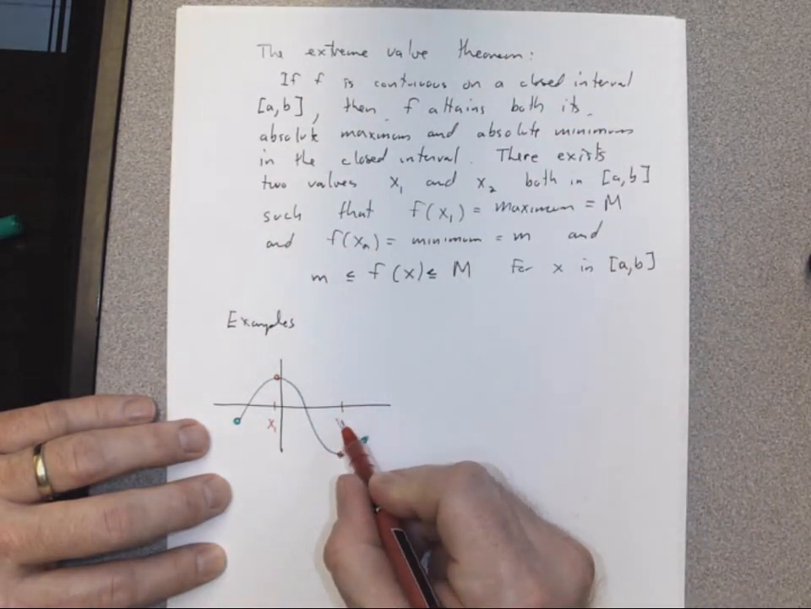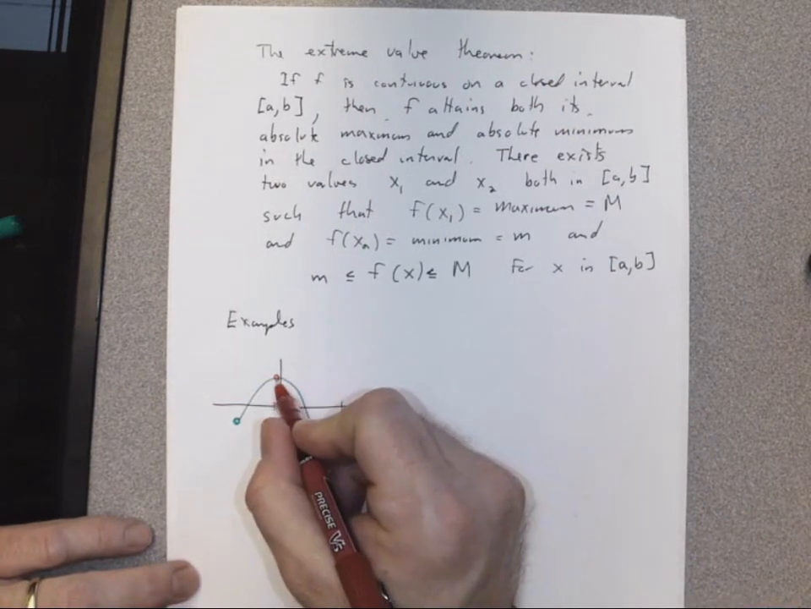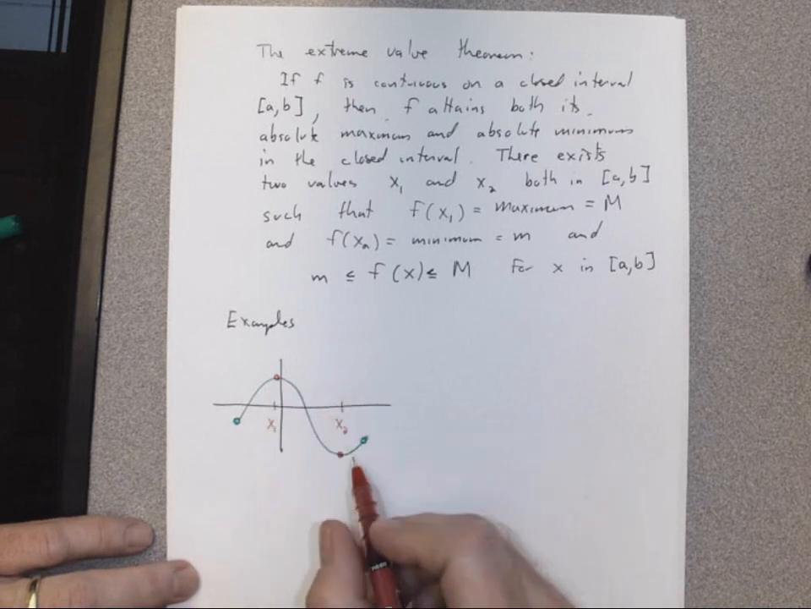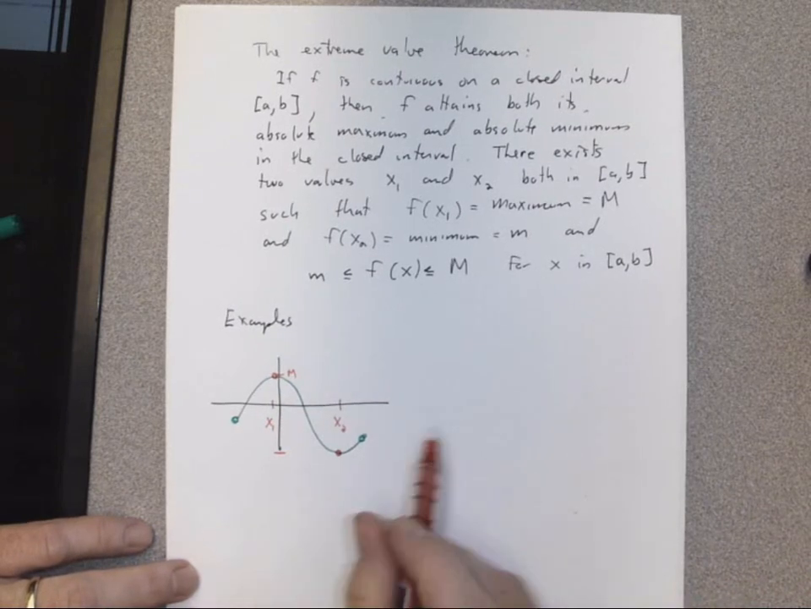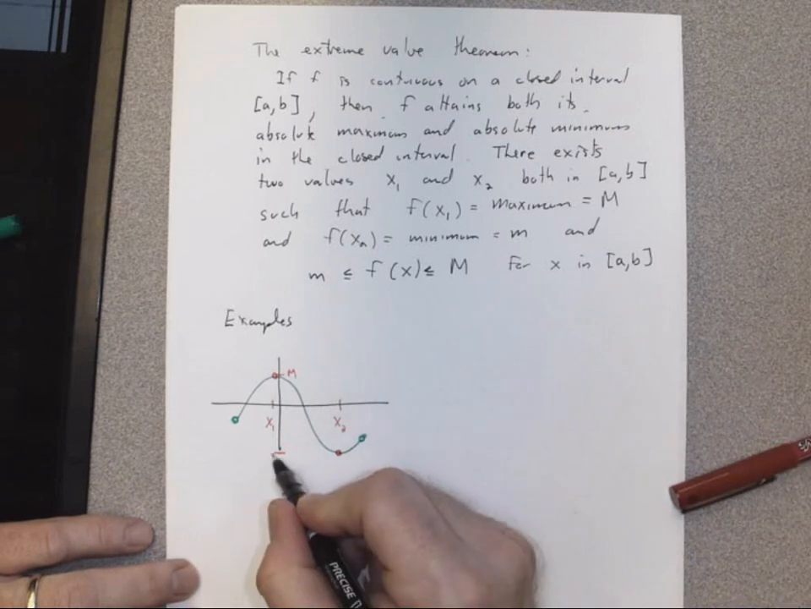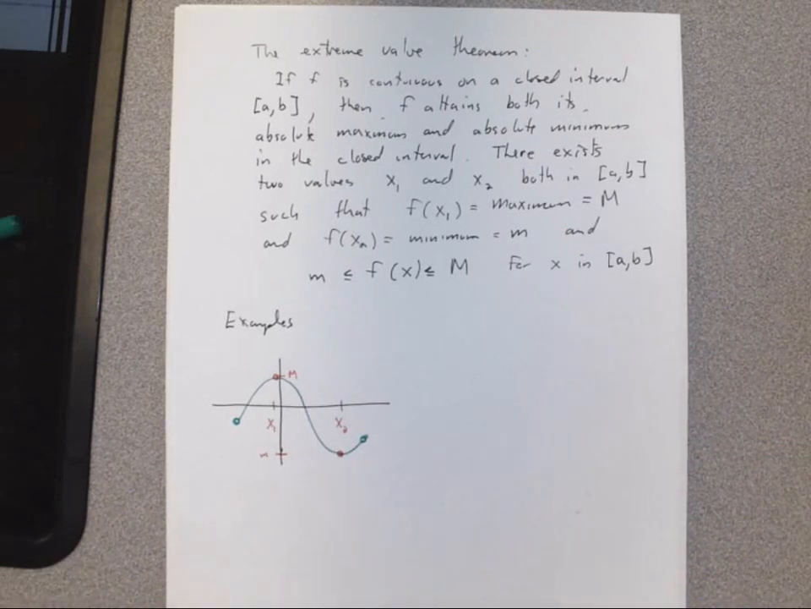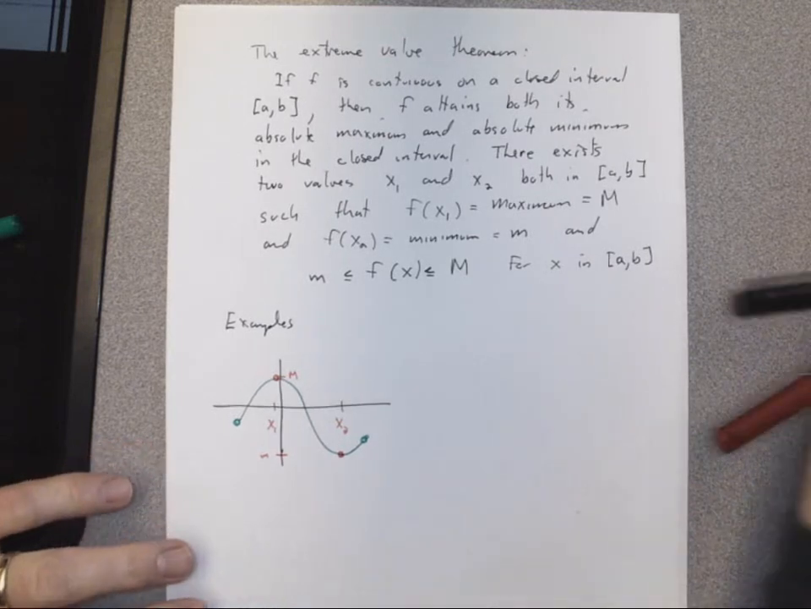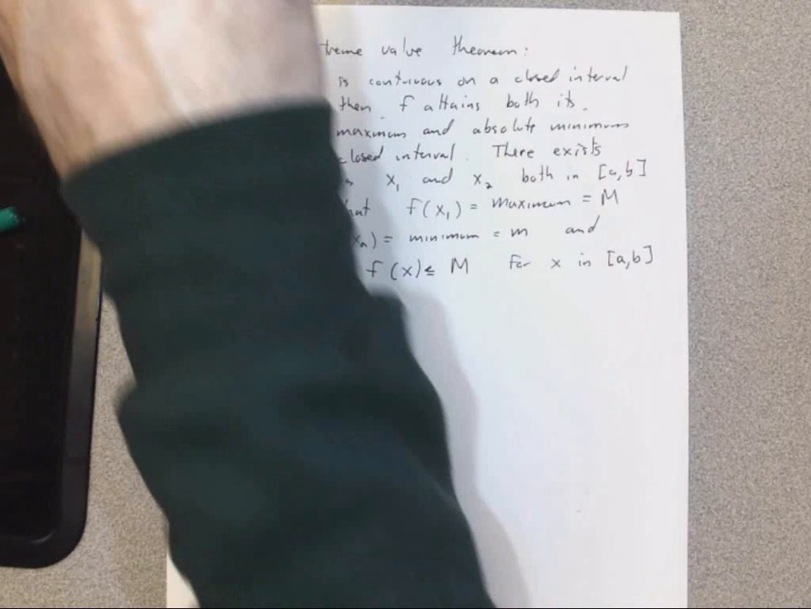So therefore, this one happens to be x2. That means this is f of x1, which is capital M. So this is capital M, which is f of x1. And down here is f of x2, which is going to be lowercase m. Now you notice that both these points were interior points, but it doesn't have to be that.